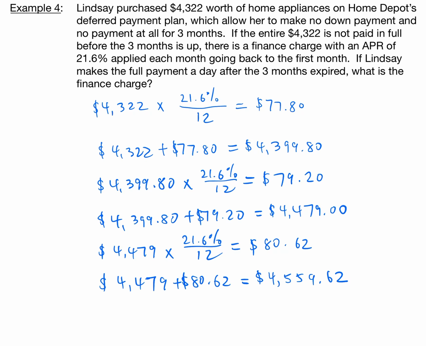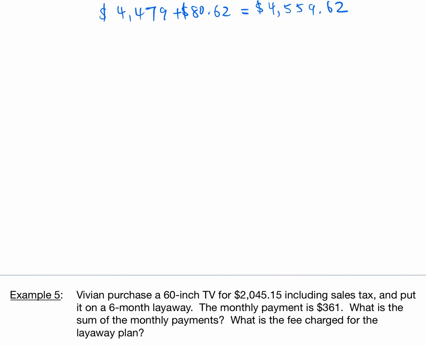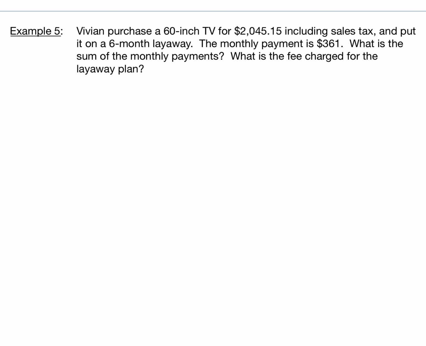Okay, so let's go ahead and move on to the last example in this lesson. Here we've got Vivian, who purchases a 60-inch TV for $2,045.15, which includes sales tax, and she puts it on a 6-month layaway. The monthly payment is $361. The question here is, what is the sum of the monthly payments, and what is the fee charged for the layaway plan?